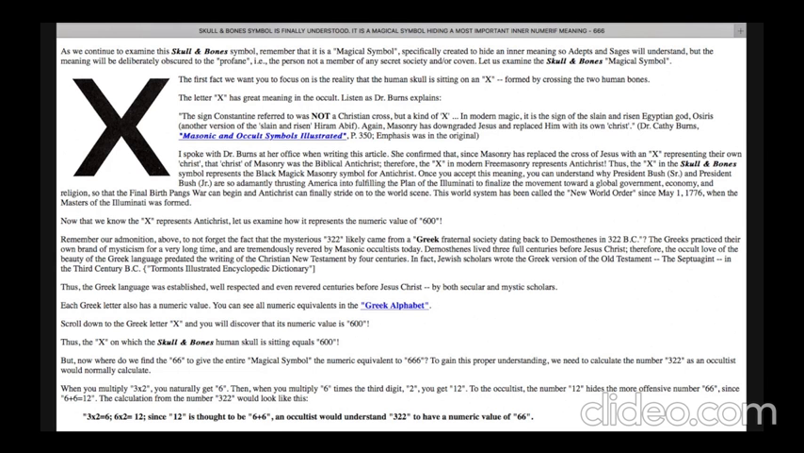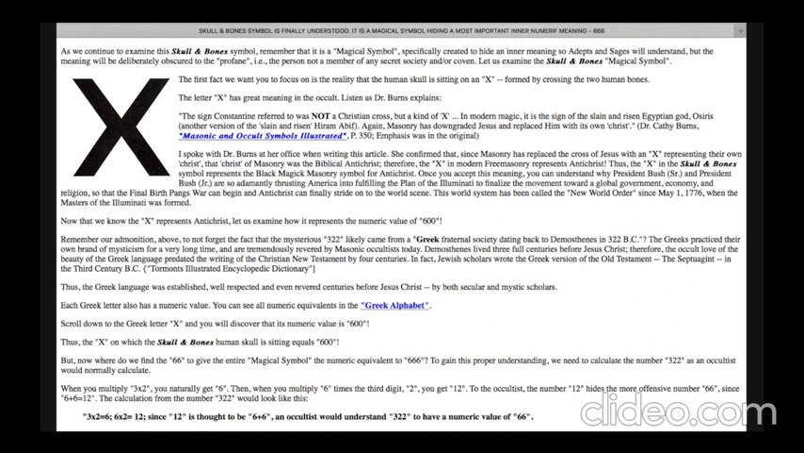Now that we know the X represents Antichrist, let us examine how it represents the numeric value of 600. Each Greek letter also has a numeric value. The Greek letter X represents 600. This X on which the skull and bones human skull is sitting equals 600. But now, where do we find the 66 to give the entire magical symbol the numeric value equal to 666?